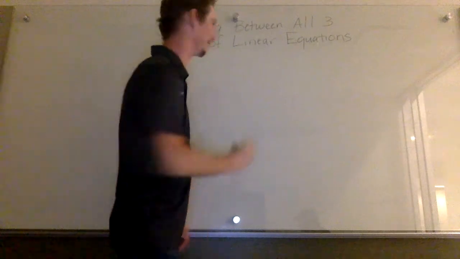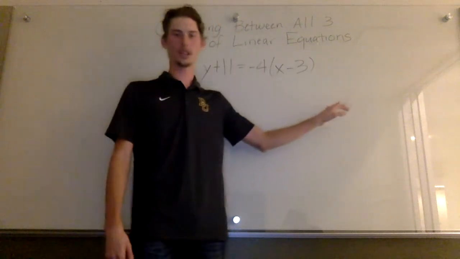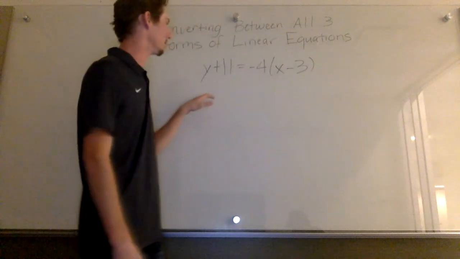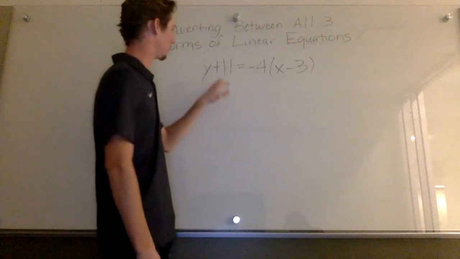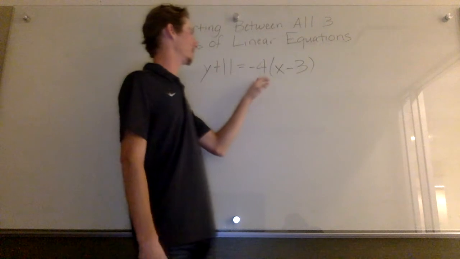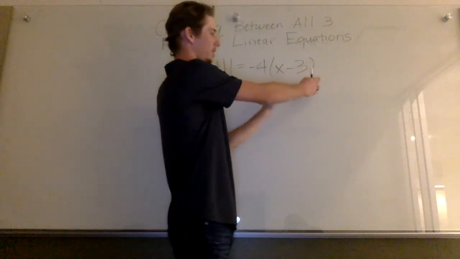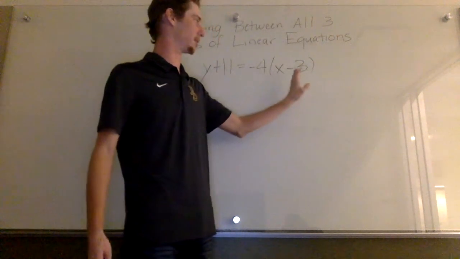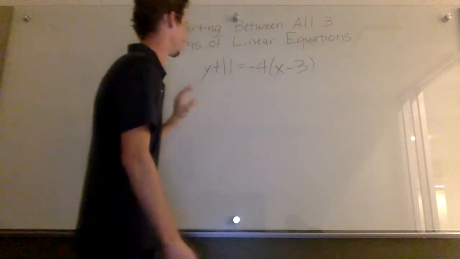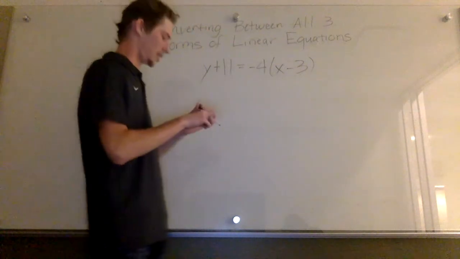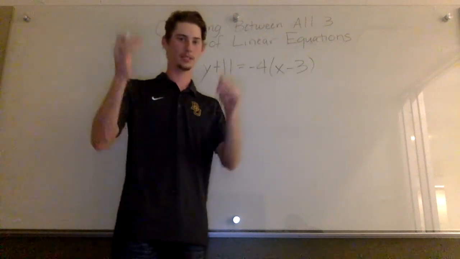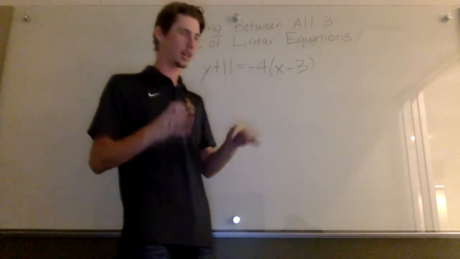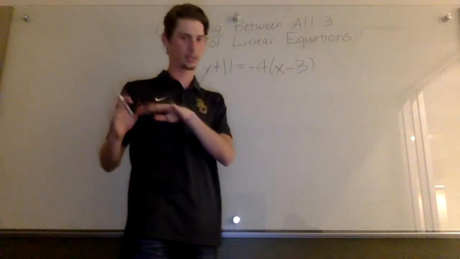First problem we're going to do. All right, so we've got an equation here, and it is listed in point-slope form. So we've got y plus 11 equals -4 times the quantity of x minus 3. Okay, so there's our equation, and this is in point-slope form. Now what we're going to do is simplify and do some algebra and get it to slope-intercept form.